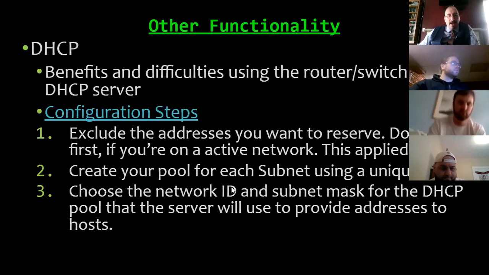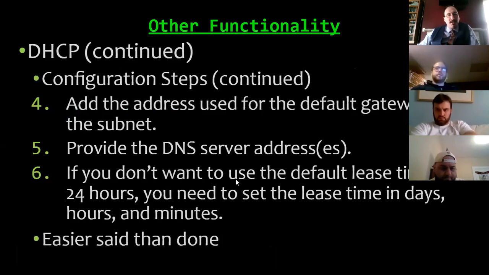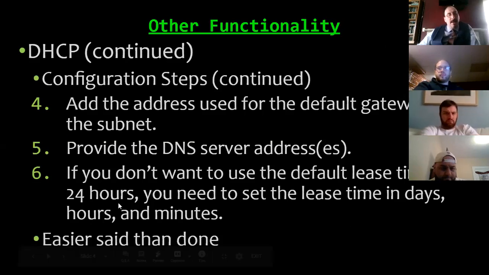Okay. Choose the network ID and the subnet mask for the pool that the server will provide, and we're going to use what's called the network address. Then you add the address for the default gateway. You can provide a DNS server if you want your users to have internet. If you don't want to use the default lease time, you can change it. We're going to do that in the lab as well.